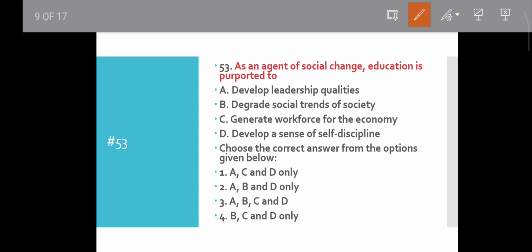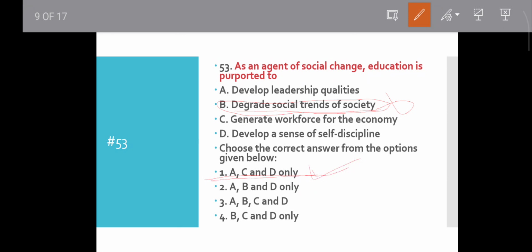Okay, which is purported to develop leadership quality? Yes. Create workforce? Yes. Build self-discipline? Yes. These three are correct. It does not degrade society. Option B said degrade social trend of society, so it is incorrect. So A, C, D, option 1, will be the correct answer.